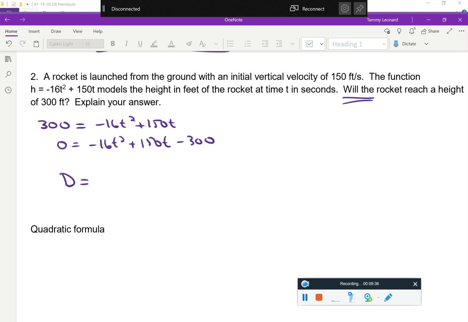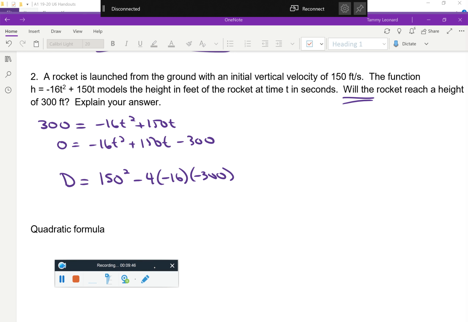I say the discriminant equals, and I'm just going to write it out, 150 squared minus 4 times negative 16 times negative 300. I'm not going to try to do any of that in my head because I know I'm going to pick up a calculator for this problem. So I'm just going to write it down with the substitutions as is. And then I'm going to grab my calculator and I'll let the calculator do all the fancy arithmetic because this class is called algebra, not arithmetic. So we let the calculator do the arithmetic. Tell me what we get.